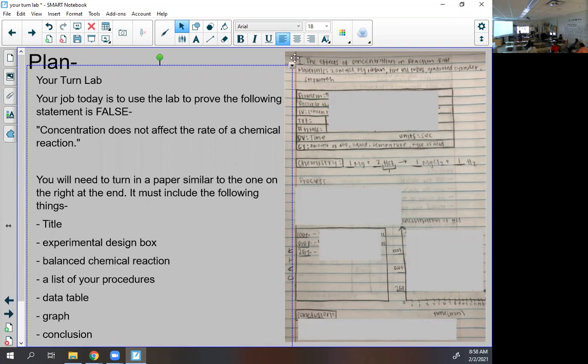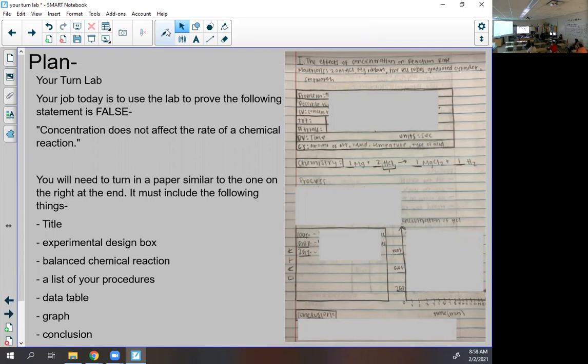Your job today is to prove the following statement is false. The statement says concentration does not affect the rate of a chemical reaction. That is a straight up lie. And you probably already knew that, but now you have to prove it with data. Okay, so the whole point today is to prove that this is not true. To do it, you have to do an experiment in the lab with hydrochloric acid and magnesium.